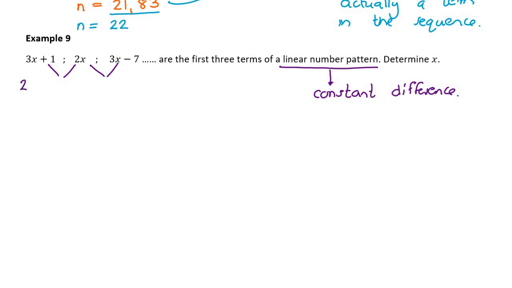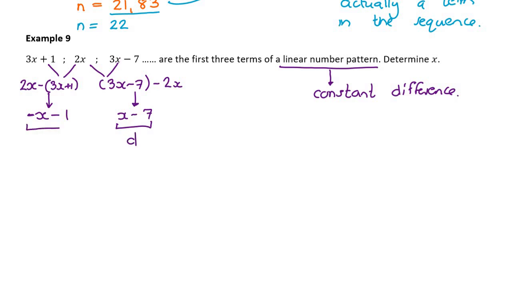So this difference would be term number 2 minus term number 1. So if I just simplify that, that would be negative x minus 1. Remember, it's the second term minus the first term, and just don't forget that bracket. This difference would be 3x minus 7 minus 2x, which would simplify to x minus 7. So this is an expression for the difference between term number 2 and term number 3, and this is an expression for the difference between term number 1 and term number 2. Now the point is they have a constant difference, so my d's must equal each other.